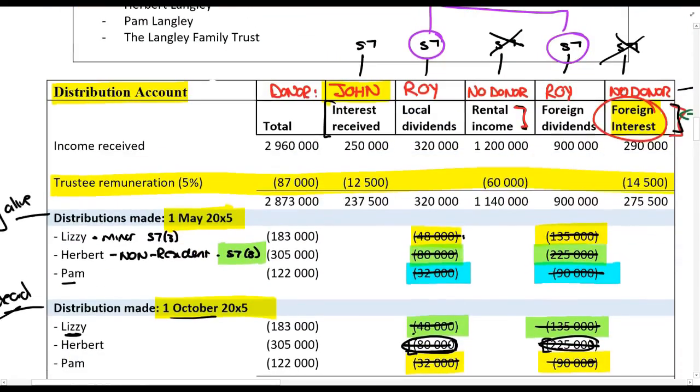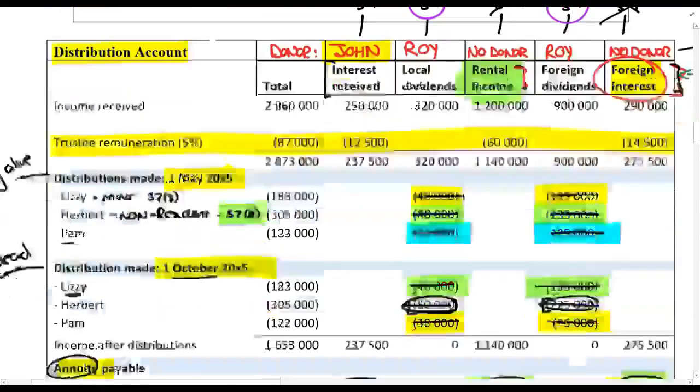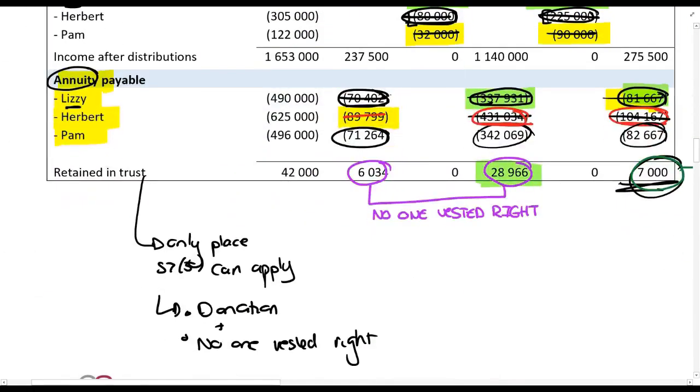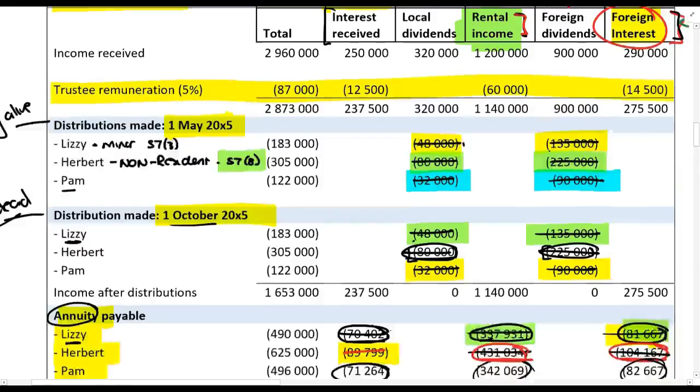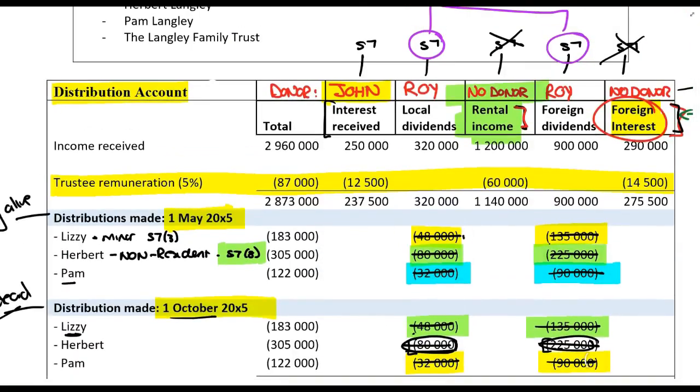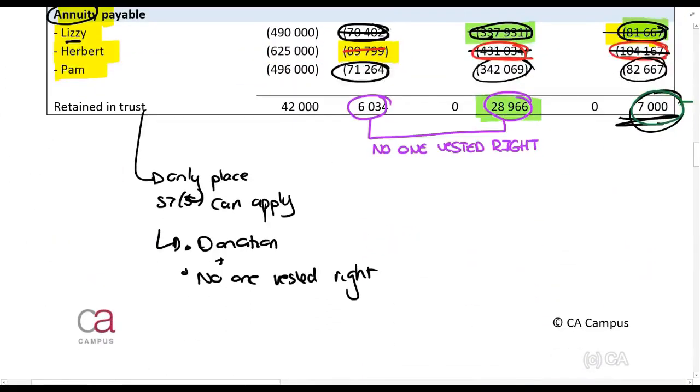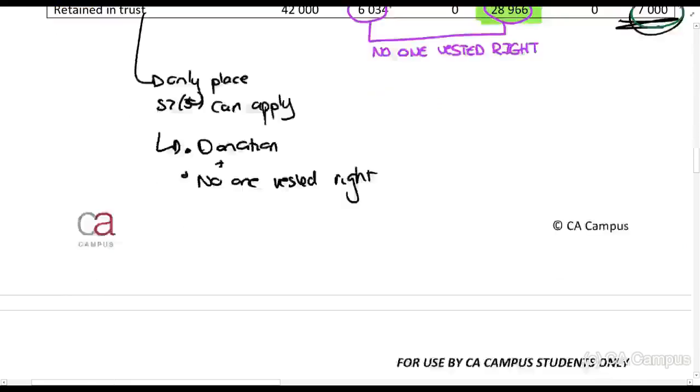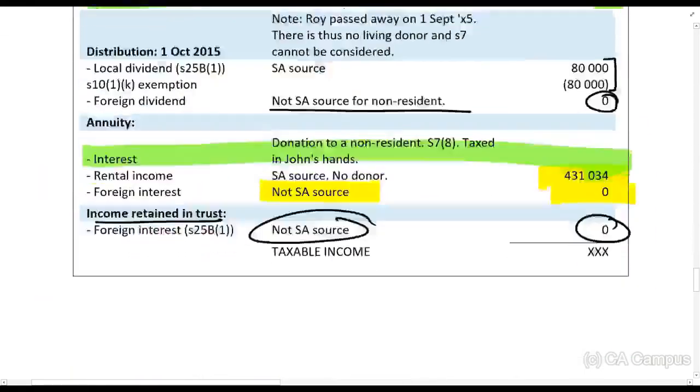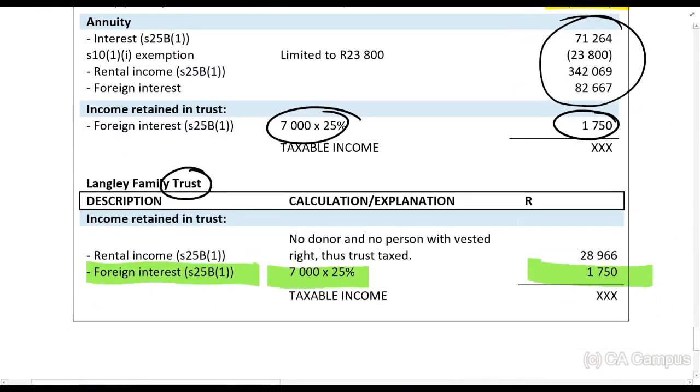Okay, now pay attention to the next one. Let's just look at this rental first, the rental income, the 28,966. Was there a donation and is the donor alive? No. Does it belong to someone? No. So who should be taxed on that? The trust. So see that 28,966? The trust gets taxed on it.